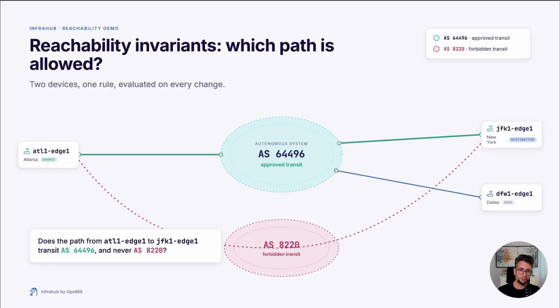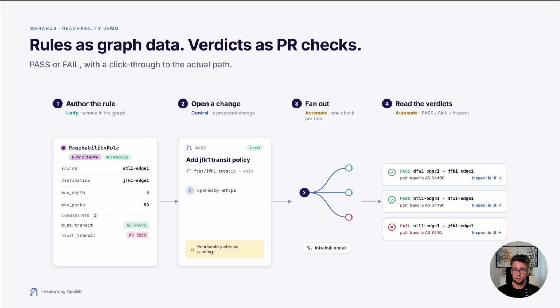So now to do this, it's actually relatively simple in Infrahub. What I have created now is a schema, a unified way to represent a rule where there are constraints attached to it. As I talked about before, Infrahub has the ability to create any kind of data modeling that you want. In this case, a model reachability rule, which has constraints attached to it.